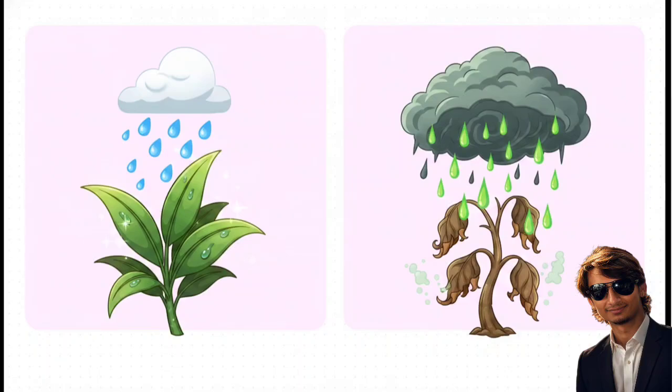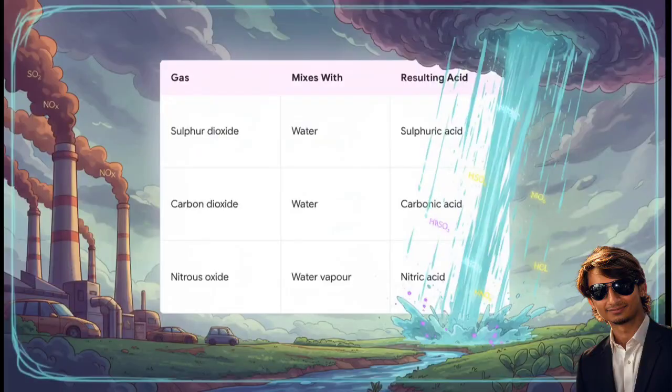But how exactly does rain turn into acid? Well, it's essentially a toxic recipe brewing in the clouds. Sulfur dioxide, which gets pumped out by industries and vehicles, mixes with atmospheric water to form literal sulfuric acid. Carbon dioxide mixes with water to form carbonic acid. And nitrous oxide and chlorine, they mix with water vapor to become nitric and hydrochloric acids.